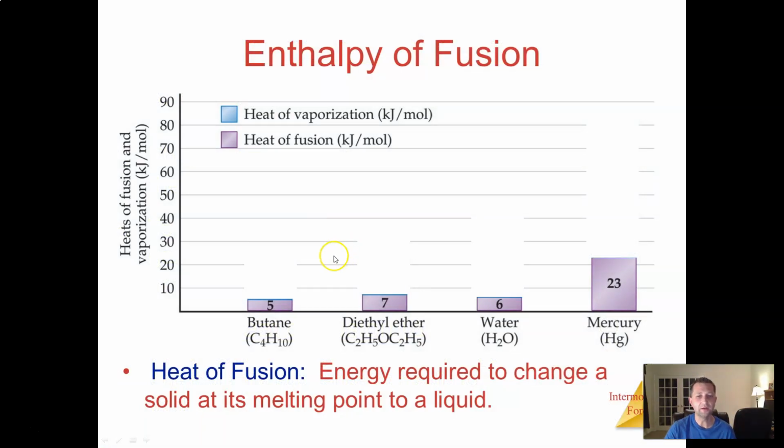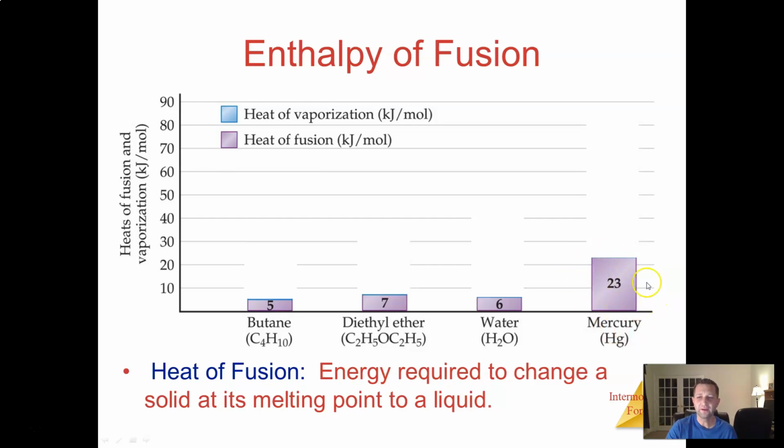So, a couple different items here, and the molar heat of fusion is in purple. It gives you what it is. So you have butane, diethyl ether, water, and mercury, and it gives you the heat of fusion for all of those. Again, it's the energy required to change a solid at its melting point to a liquid, if we're putting energy in, okay? To go from a liquid to a solid, it's the amount of energy that would be released. It's the same number, but it's a release of energy instead of energy being put into it.